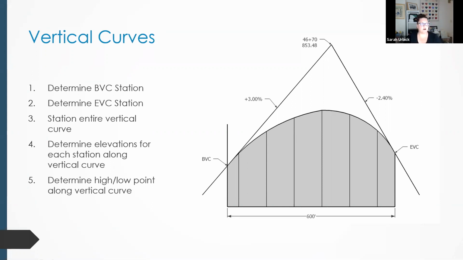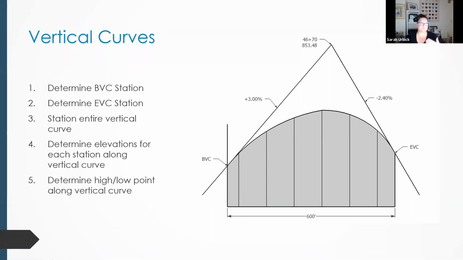So we're given our midpoint of 46 plus 70. That's our point of intersection, point of vertical intersection, right? We know what our elevation is. We know what our slope is. Can we figure out the stationing? Yeah, we've got some extra information in there, but we can figure out the stationing.